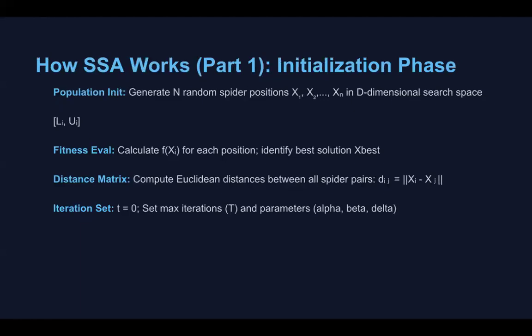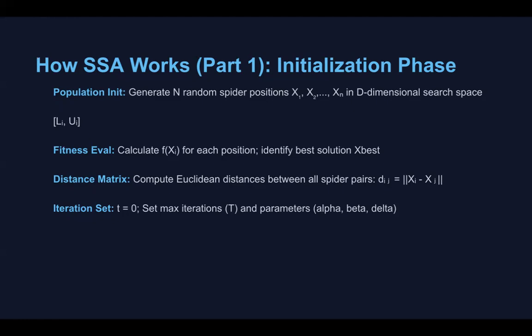Next, distance matrix. Compute the Euclidean distance between the spiders. We also evaluate the distance by using the distance formula. This is all about an iteration step, and then we also formulate with the iterations, which is alpha, beta, and delta. Moving on, Amog will be taking over with the next slides.